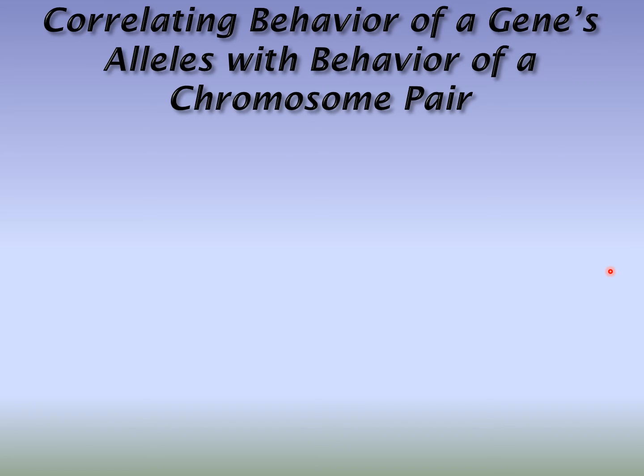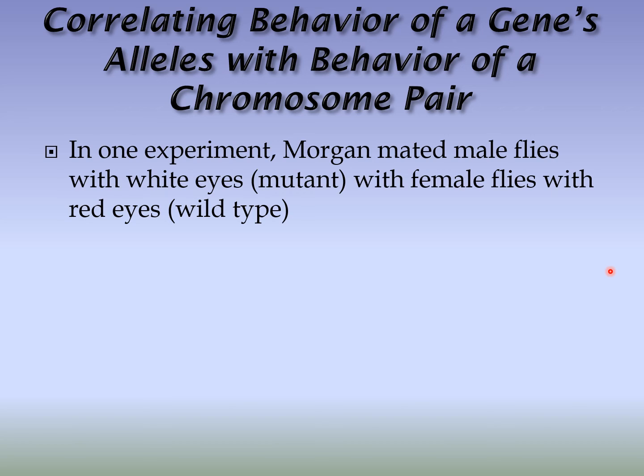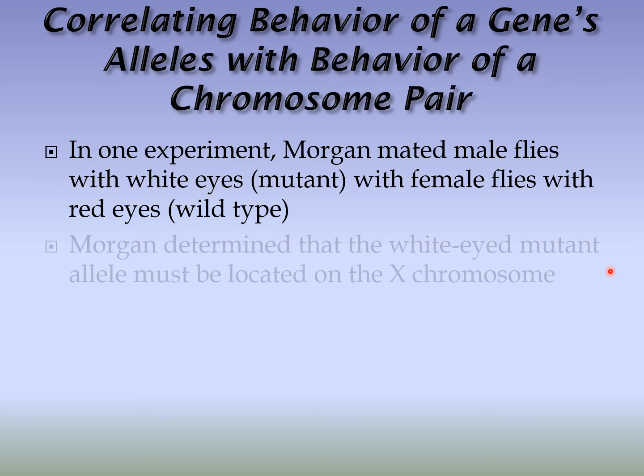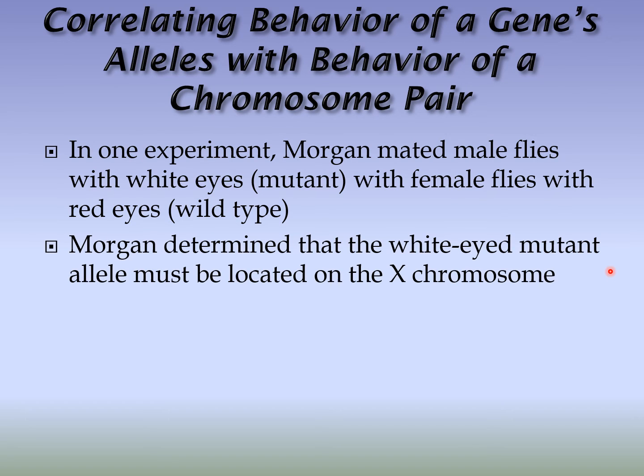So, Morgan actually correlated the behavior of the alleles of a gene with the behavior of the chromosomes when they paired up. In his experiment, which we'll describe in the next slide, he mated male flies that had white eyes, and remember, white eyes are the mutant, with female flies that had red eyes. And again, the red eyes are the wild type.